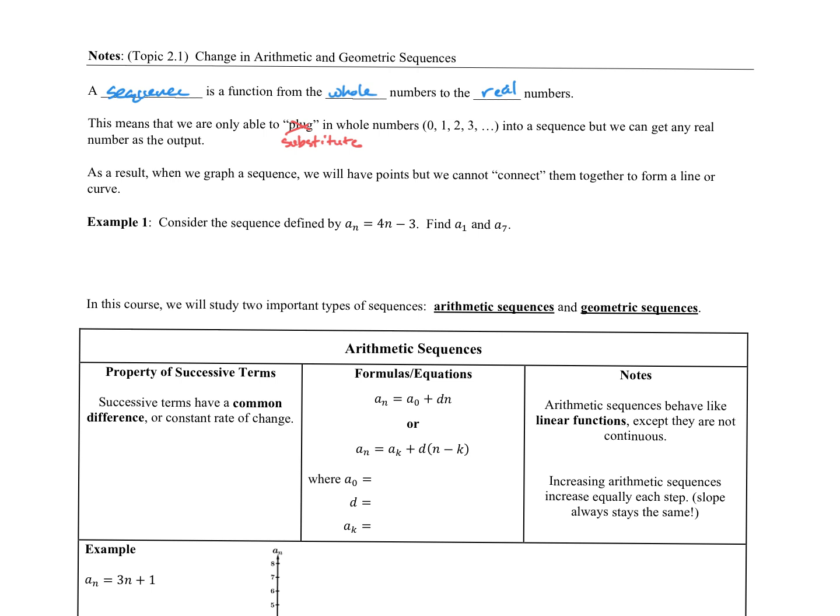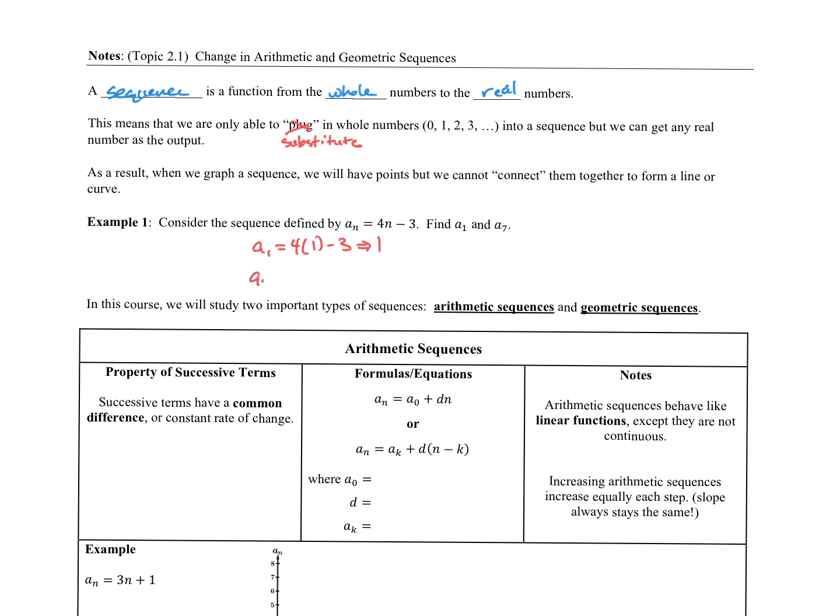So example 1, we consider the sequence defined a sub n is equal to 4n minus 3, and we're going to find a sub 1 and a sub 7. So what do we do? We just substitute in. And so now we have 4 times 1 minus 3. So 4 times 1 is 4 minus 3 is 1. So a sub 1 is 1.